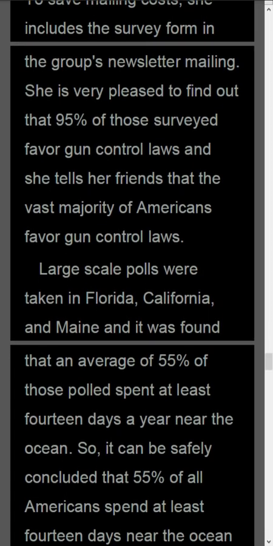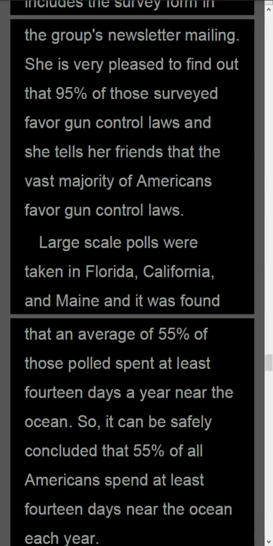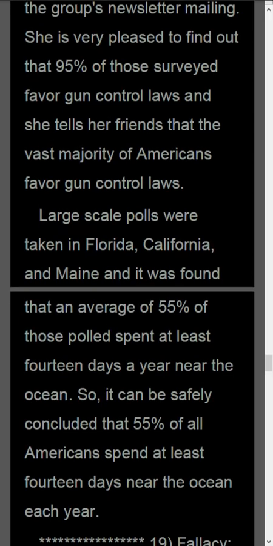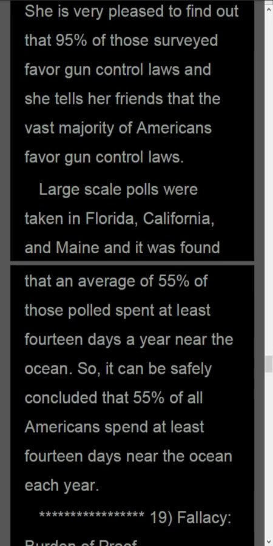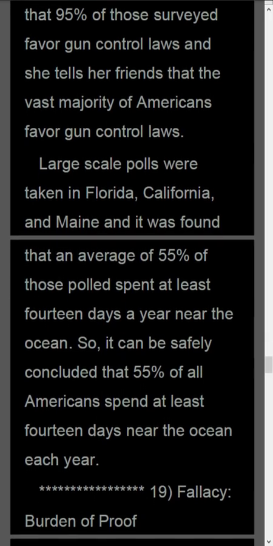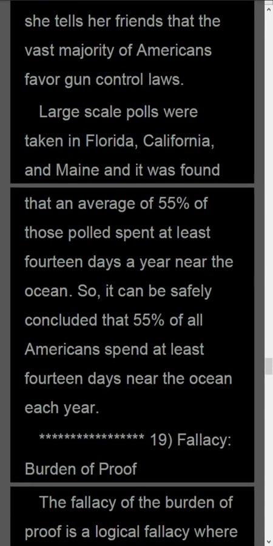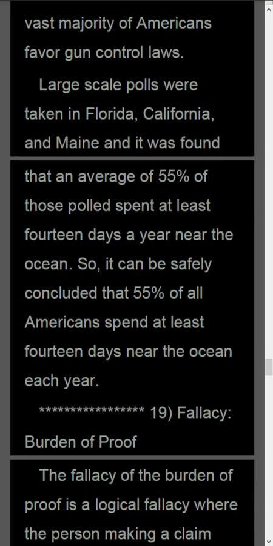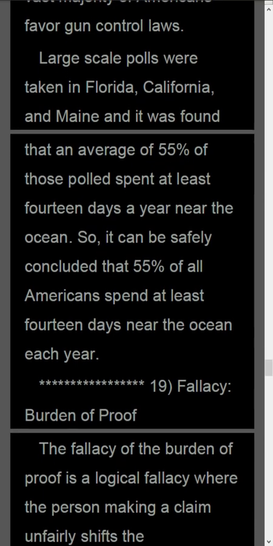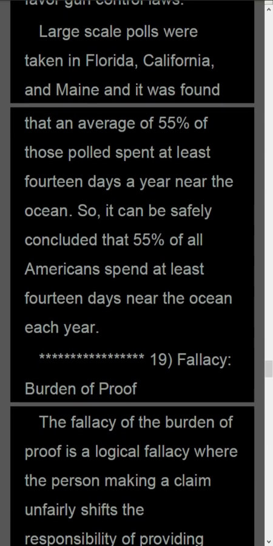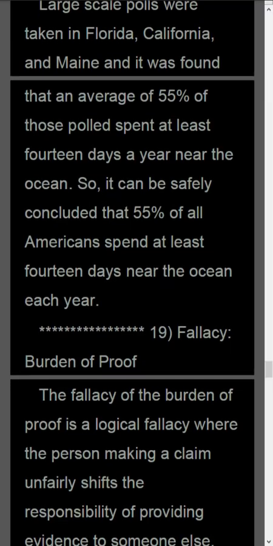Large-scale polls were taken in Florida, California, and Maine, and it was found that an average of 55% of those polled spent at least 14 days a year near the ocean. So, it can be safely concluded that 55% of all Americans spend at least 14 days near the ocean each year.